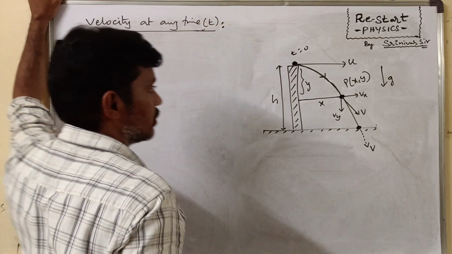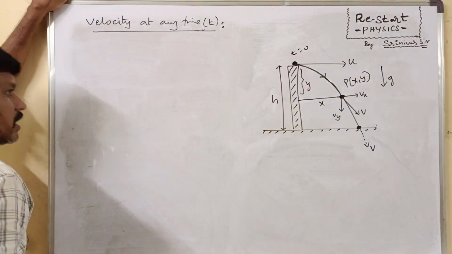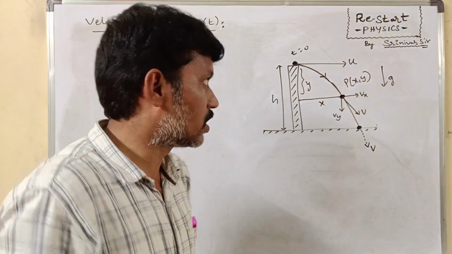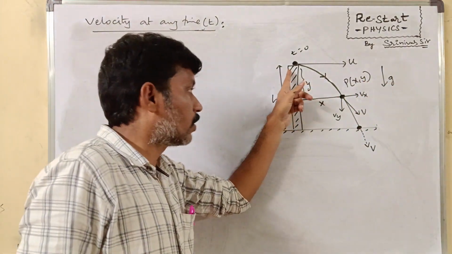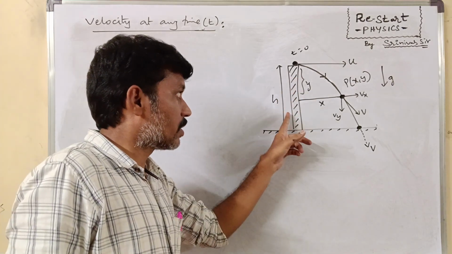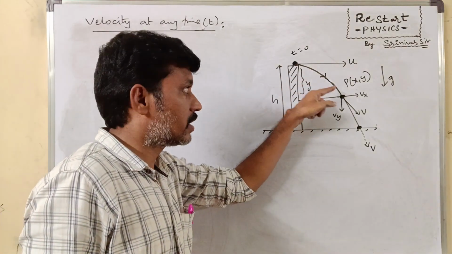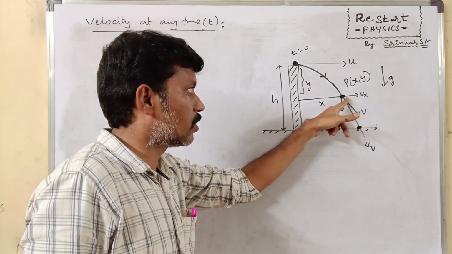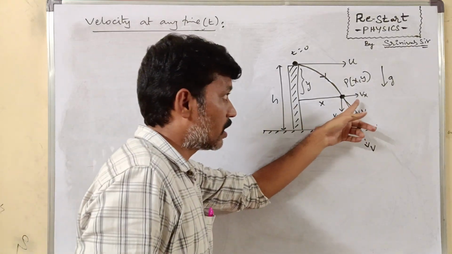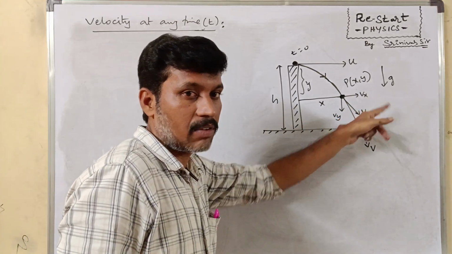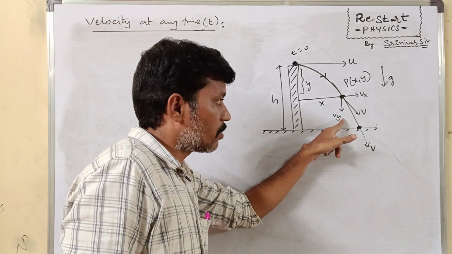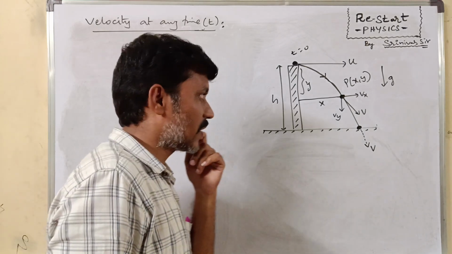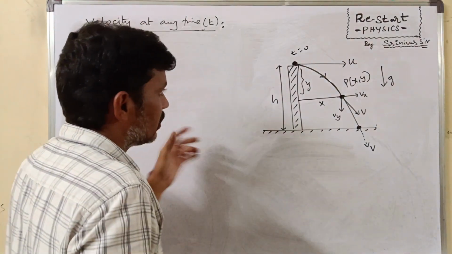What is the projectile velocity? Same conditions. Suppose a body is projected with initial velocity u horizontally from a height h. After some time, the body is at a point P of x comma y. Now we first have to find the horizontal component of velocity, then the vertical component of velocity. By using those two velocities, we can find the resultant velocity.